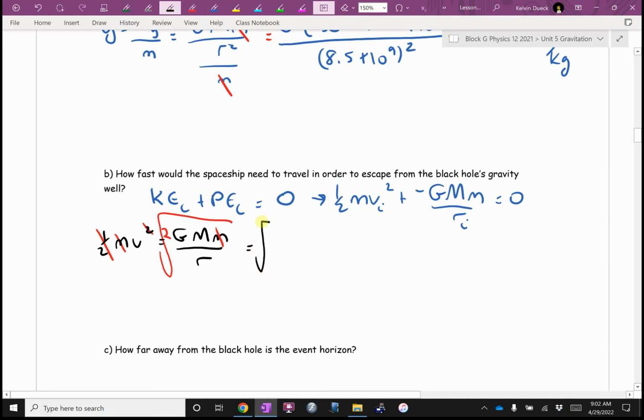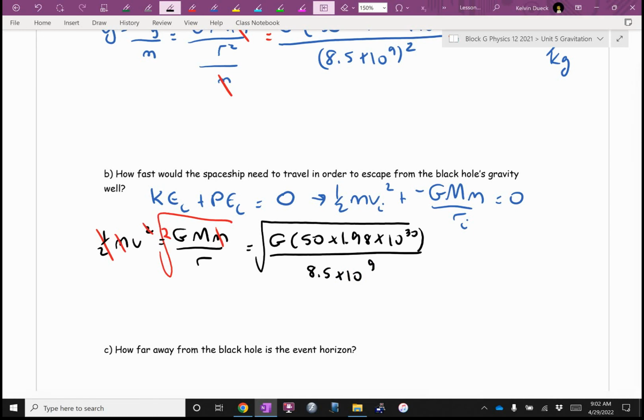So it's going to be the square root of big G, 50 times 1.98 times 10 to the 30th, all over 8.5 times 10 to the 9th, no squared. You know what? You might be able to backspace and edit the previous question. I think if you just delete the squared, hit equal, square root answer button. That's probably what I would try and do.